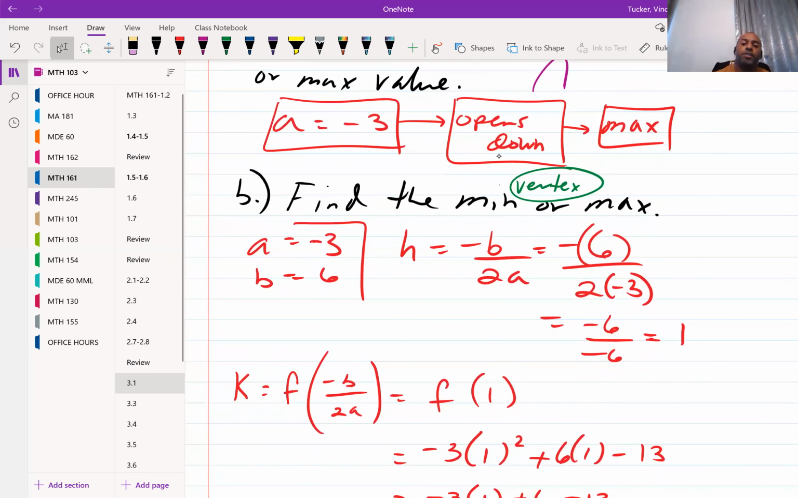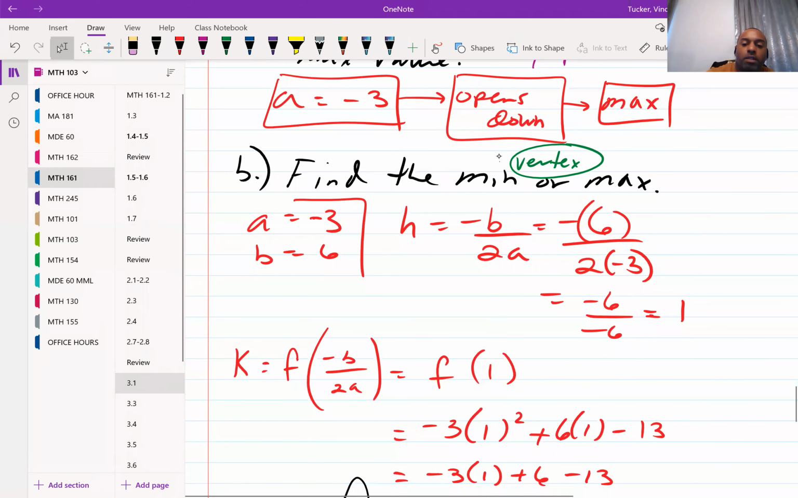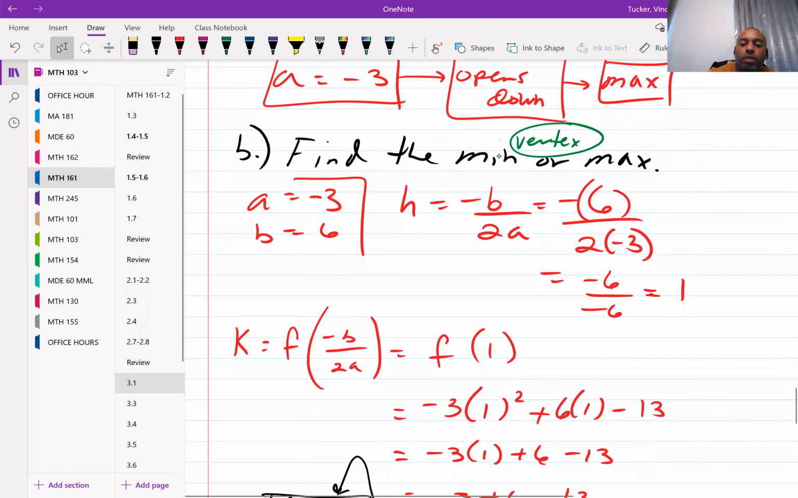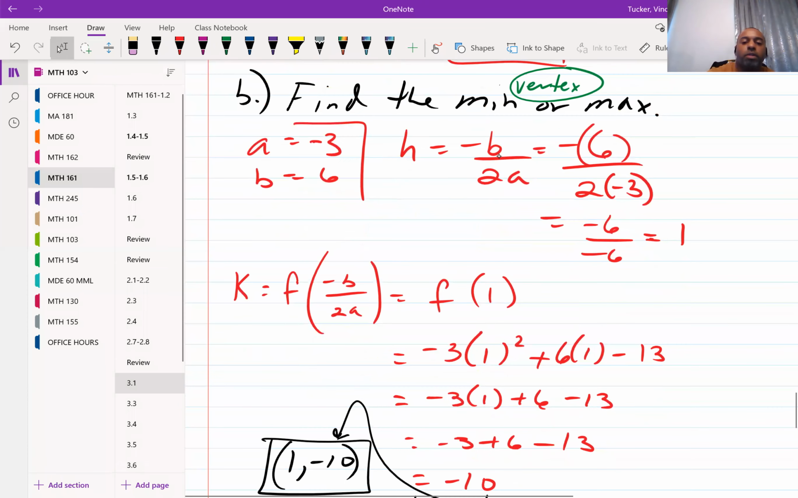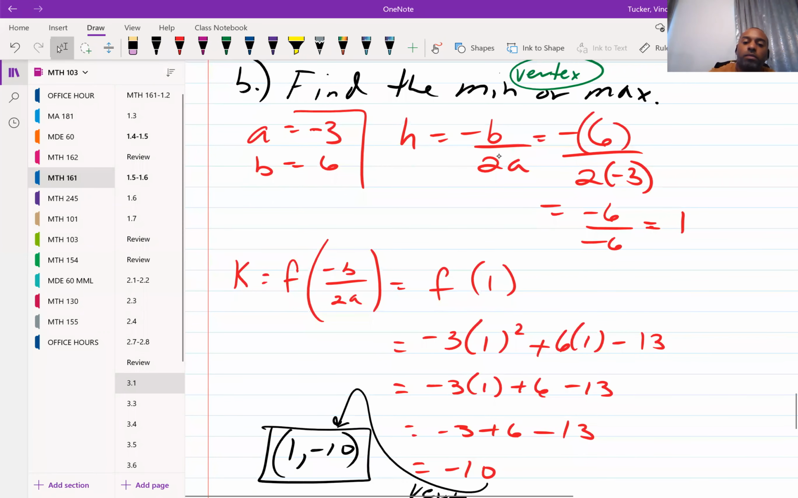So once you find H, you take 1 and plug it into your function. So that's -3 times 1 squared plus 6 times 1 minus 13. So -3 times 1 squared is just -3. 6 times 1 is 6, minus 13. That reduces to -10.